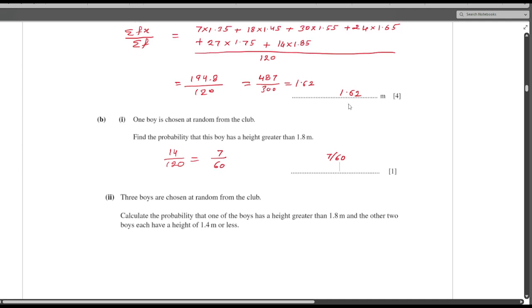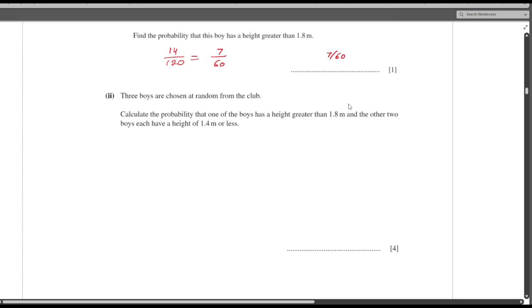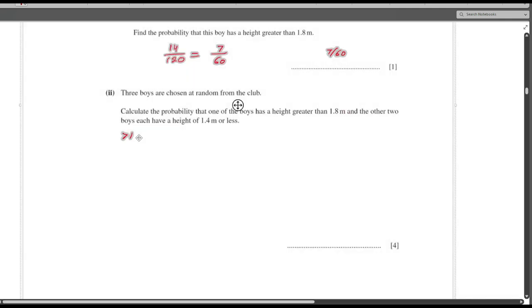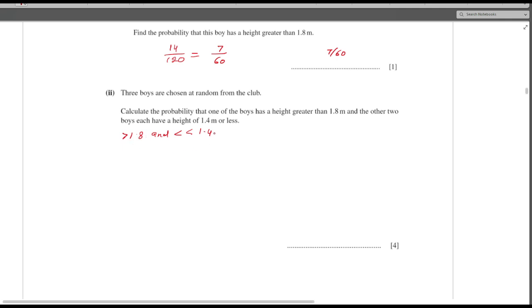3 boys are chosen at random from the club. Calculate the probability that one of the boys has height greater than 1.8 and the other 2 boys have height of 1.4 or less. So one boy has height greater than 1.8, and the other 2 are less than 1.4. This is symbolically I am showing. This means one is more than 1.8 and the other 2 are less than 1.4.